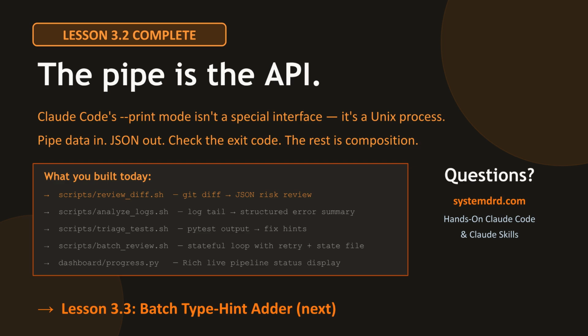Look at what you built today. review_diff.sh turns a Git diff into a structured risk review. analyze_logs.sh turns a log file into a categorized error summary. triage_tests.sh turns pytest output into actionable fix hints. batch_review.sh runs all of that over 20 commits, survives interruption, and produces a review file for each one. And dashboard/progress.py shows you what's happening in real time using a rich terminal display.